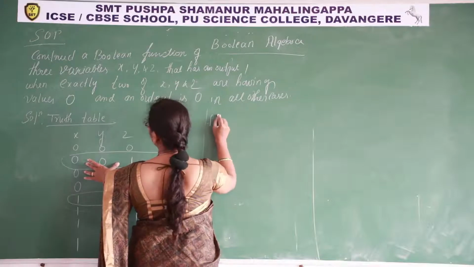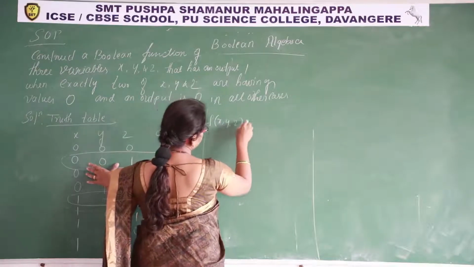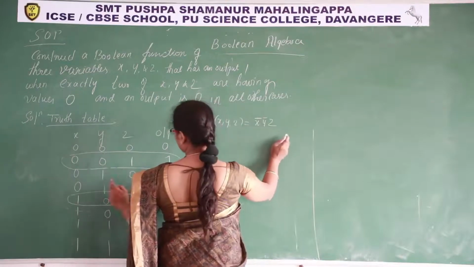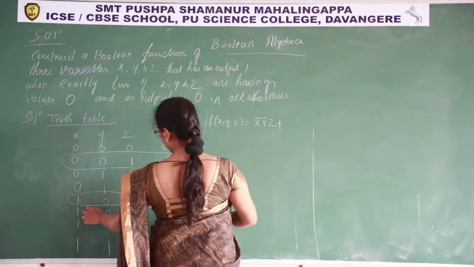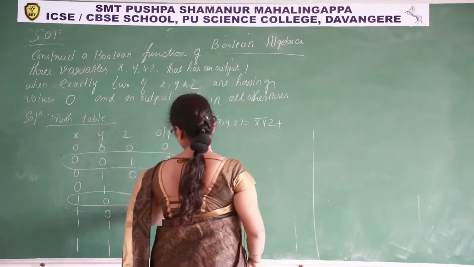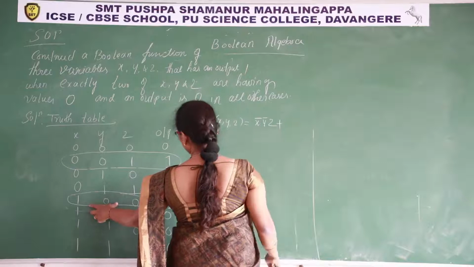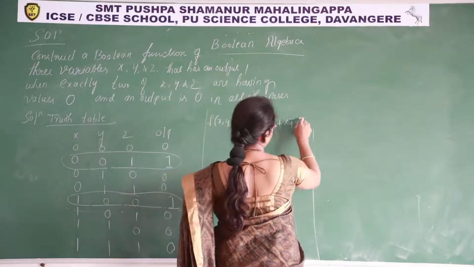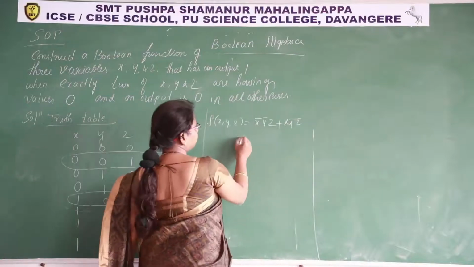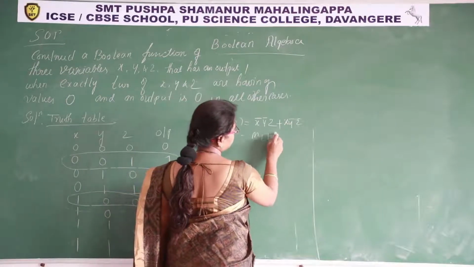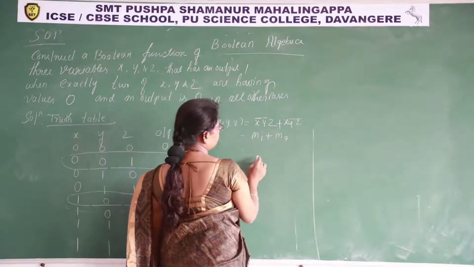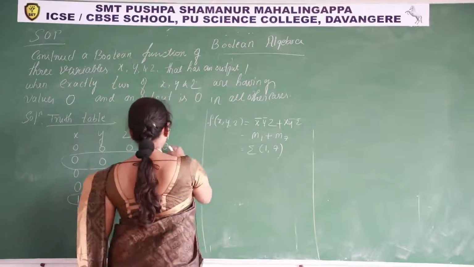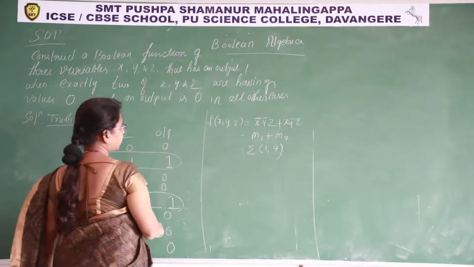F of x comma y comma z is equal to x bar y bar z, and again one more output is here, x y bar z bar. Now it can be written as m1 plus m7, sigma 1 comma 7, and for the remaining value 0, it can be taken as the complement.